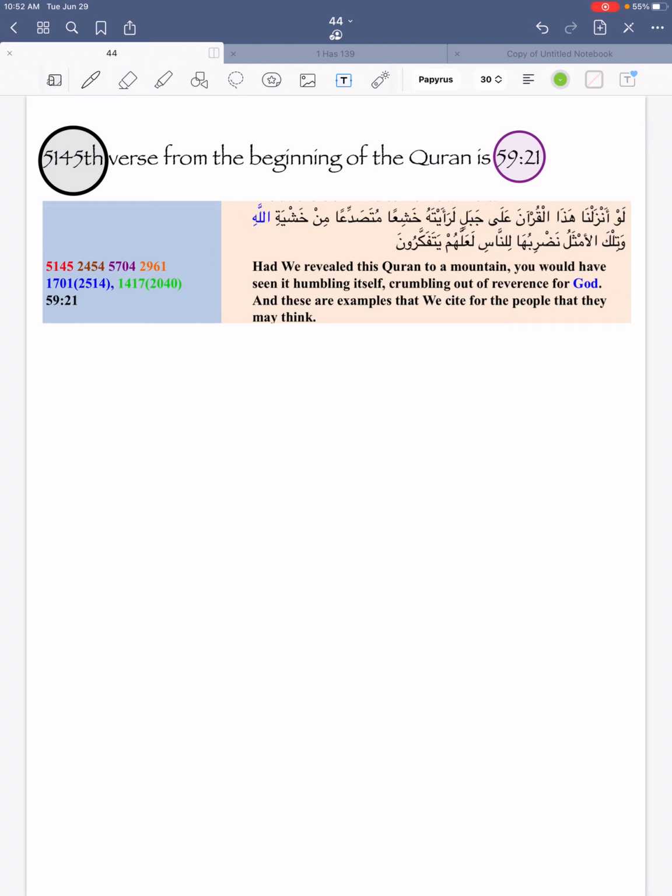God said that these are examples that we cite for the people. These mathematics are examples. So when God is mathematically telling us that there are 5 daily prayers, that there are 17 units in those 5 daily prayers, we shouldn't question it. We should humble ourselves and accept this fact.